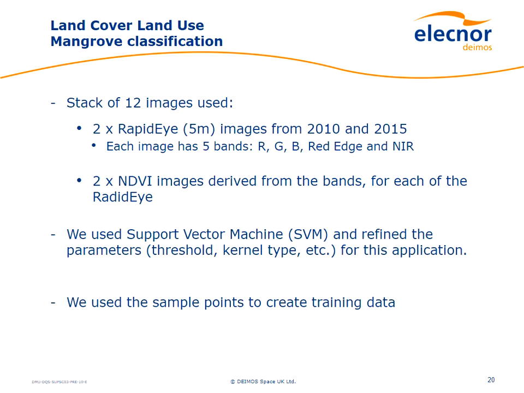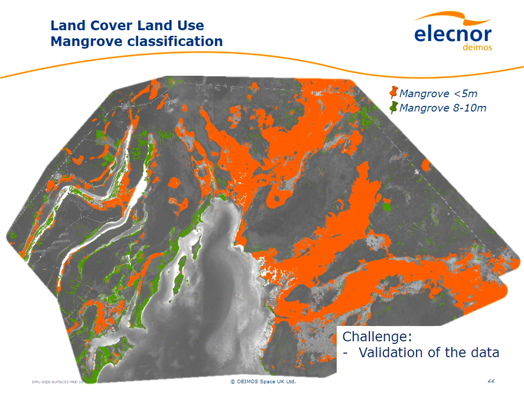So we used a stack of 12 images to then do the classification, and we used the sample points that we have to create some training data. So the result is this. Now, we know part of it is correct. The big areas in orange are small mangroves, and most of the areas in green, especially the ones near the water, we know there are also big mangroves, but there are other points where we cannot validate. And when we go to our colleagues in Mexico and say, what do you think of this map? They say, we don't know, because we wanted to know where the mangroves were, because we didn't know. So another challenge is the validation of the data, once again.